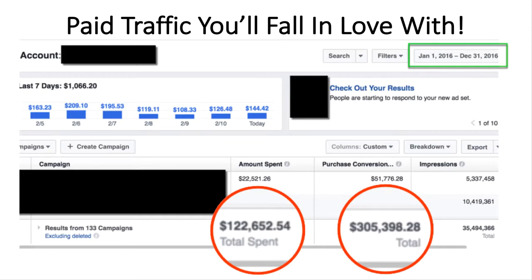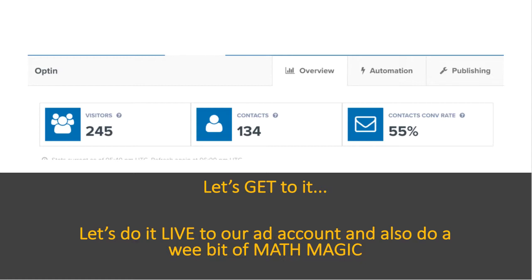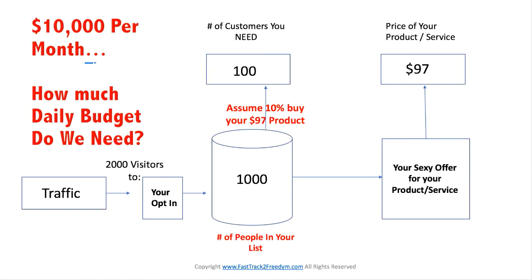Here's just one of my ad accounts. You can see over one annual year, we spent 122 grand and brought in 305,000 in purchases, which is fantastic, right? So let's get to this slide here. It shows you the one sales funnel that you'll have access to in our members area to completely swipe and deploy on your own, the exact sales funnel templates. It's achieving a 55% conversion rate. So imagine that. You get access to a high converting opt-in page and also your thank you page, which is a sales page. But I'm showing this to you because it further confirms some of the assumptions that we're going to make when we now get to it and show you live our ad account and also do a wee little bit of math magic, okay?